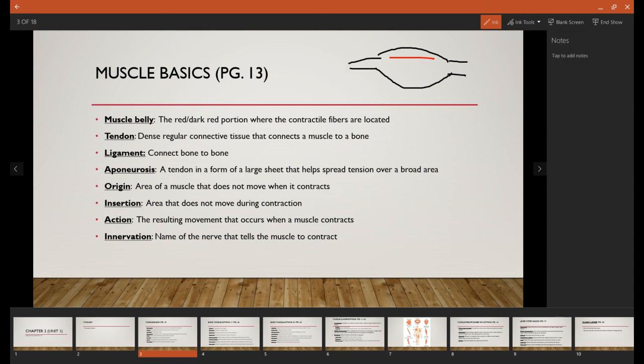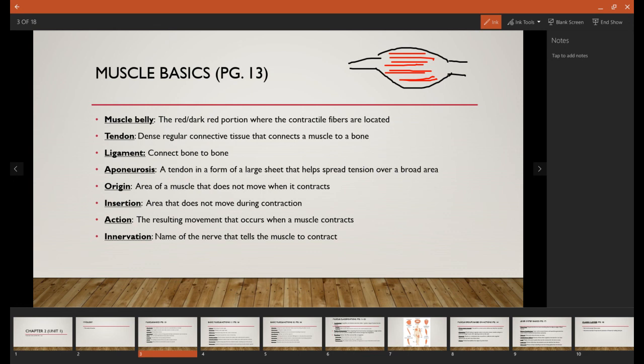We'll make the red part in the middle. This part that I'm coloring red and making these lines, which are those contractile fibers, that section is called a muscle belly. And on either side of the muscle belly, we have a tendon. And what a tendon does is it connects a muscle to a bone.